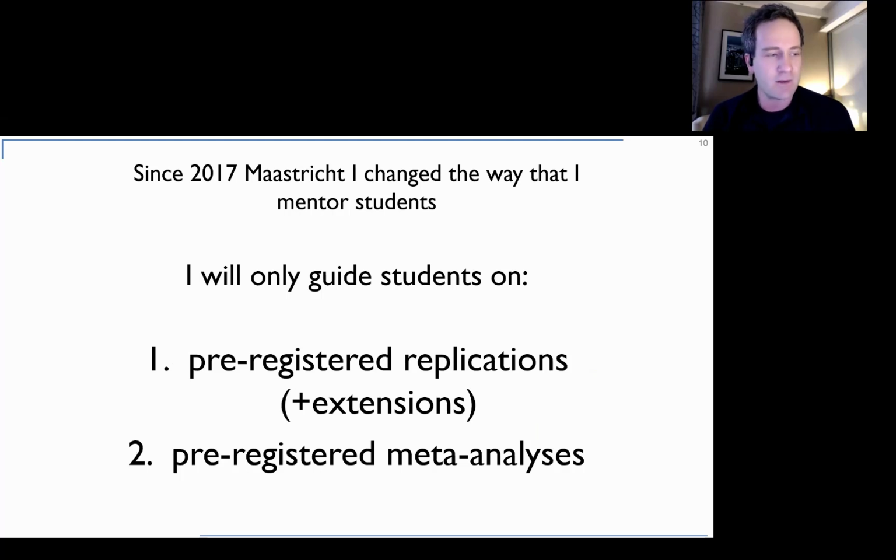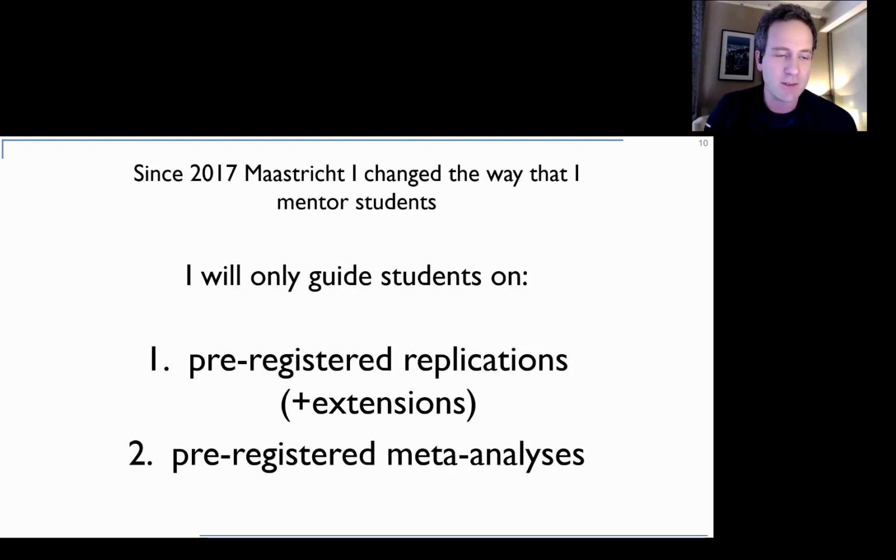So in 2017, I got my first master's students. They asked me to guide master's thesis students. And I realized that I'm going to deviate from the department's directions, and I'm only going to guide students on pre-registered replications and extensions and pre-registered meta-analysis. I had no idea how to do either one of those. A little bit of experience with meta-analysis, but definitely no pre-registrations, never done a replication.